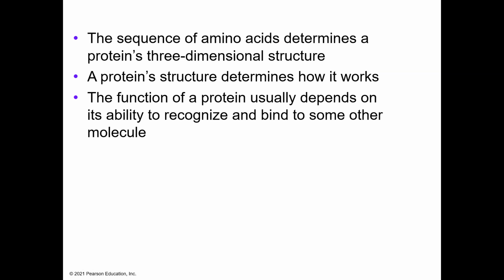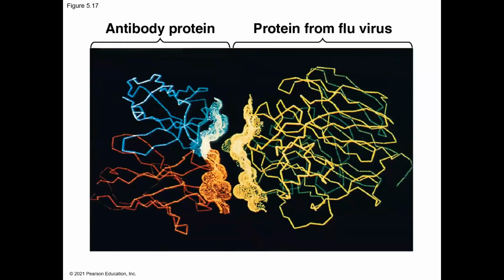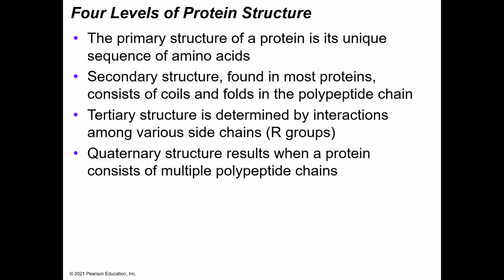So the sequence of amino acids determines a protein's three-dimensional structure. A protein's structure determines how it works. The function of a protein usually depends on its ability to recognize and to bind to some other protein. For example, if you have something foreign in the body like the flu virus, which has proteins, an antibody will have a similar structure to that protein of the flu virus, which will allow it to bind to it, which will allow it to destroy it.